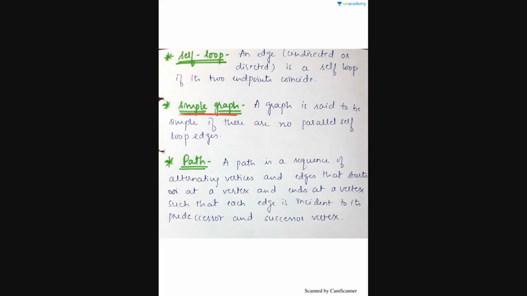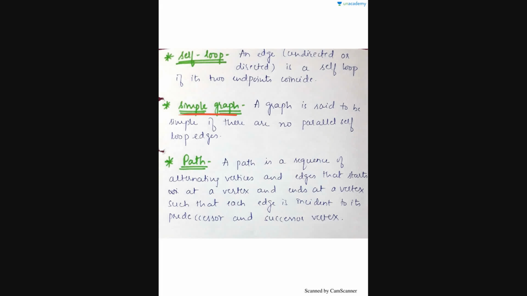Then the last terminology of graph is path. A path is a sequence of alternating vertices and edges that starts at a vertex and ends at a vertex, such that each edge is incident to its predecessor and successor vertex. Now suppose A to B, this is nothing but the path. Then A to B, B to C, the path by which we are reaching C is nothing but the path. The way by which we reach is said to be the path.